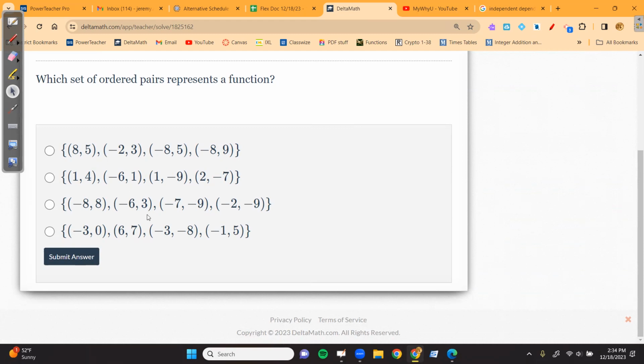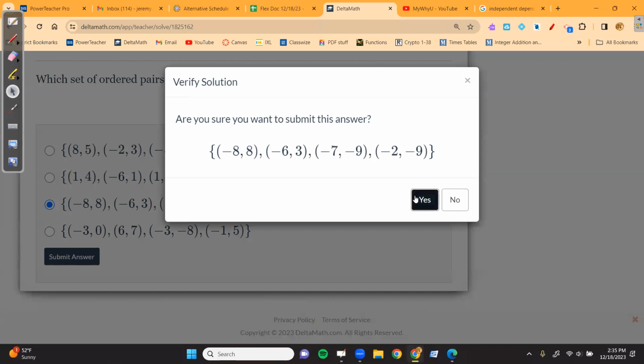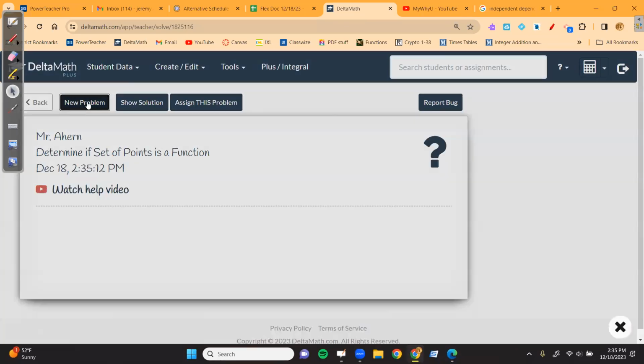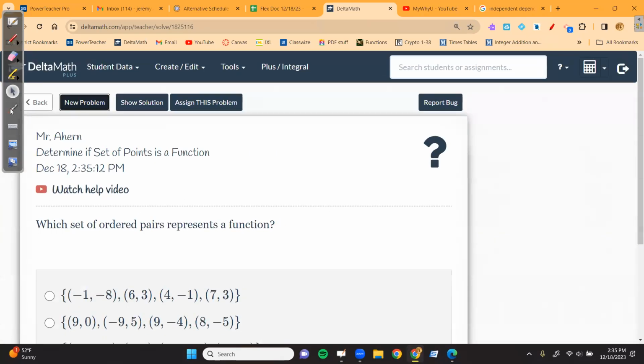Like, is the first one a function? Why not? Yeah, it's got a -8 producing a 5, and then a -8 turning around and producing a 9. He fails. Who's the good one? The third one is good. He's got a -8, a -6, a -7, and that's got to be a function. So that's all you're doing in problems like that, just picking the one. Pretty easy, right?